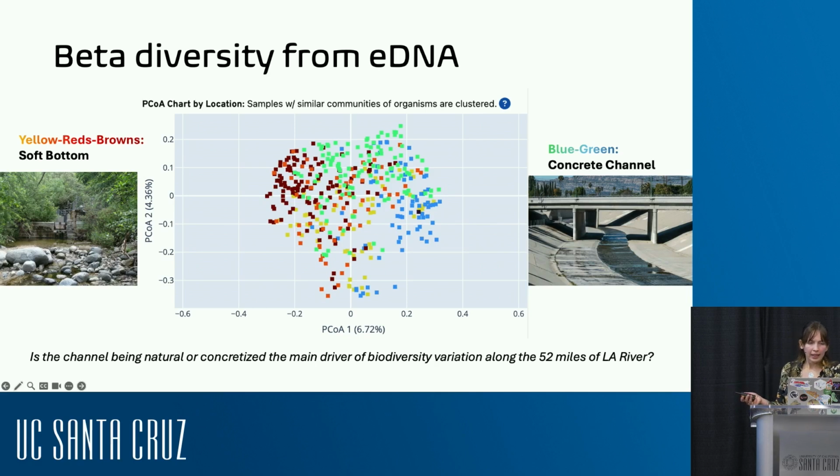Okay, and then here, we've got beta diversity that we can look at from eDNA, and this is LA River samples.